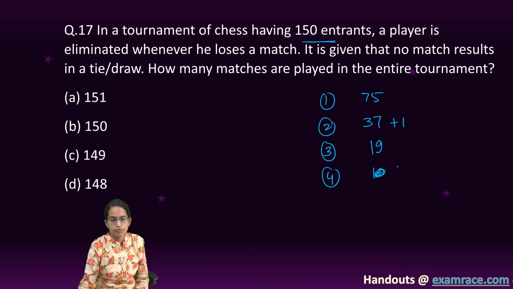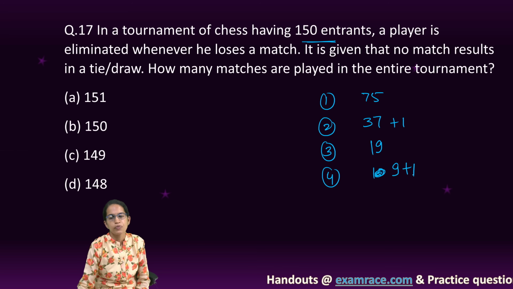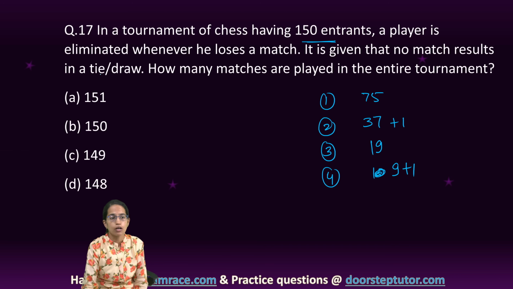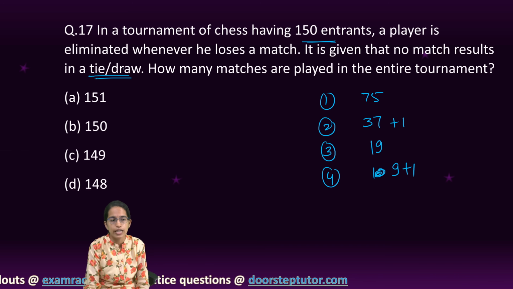Sorry, not 10. 10 would give me 20. So 9 plus 1. Okay, so one person extra. 9 rounds finished with 18 persons and one person extra. Now why am I writing so? Because there is no tie or draw.